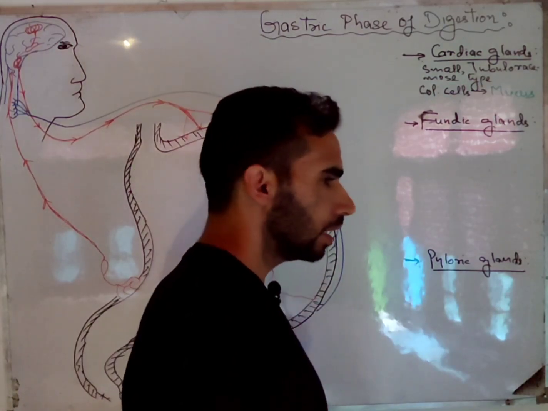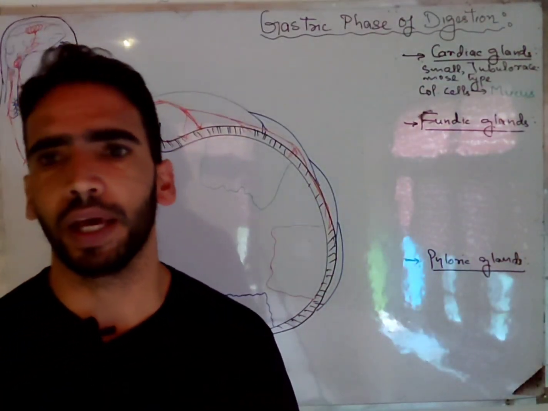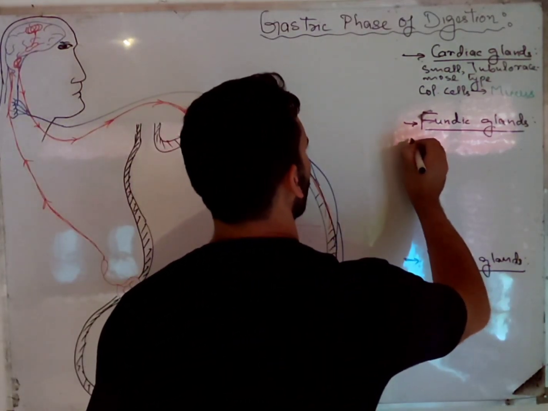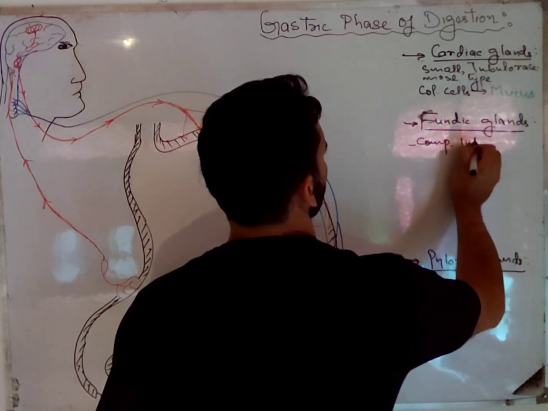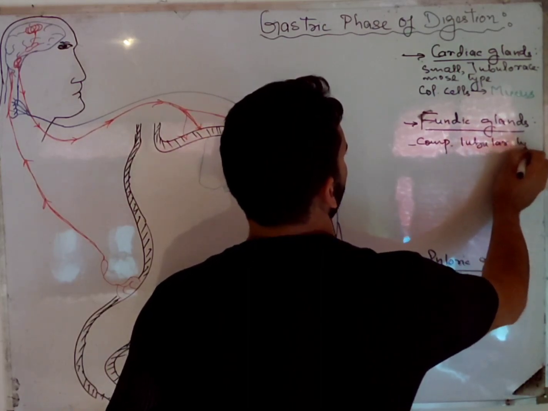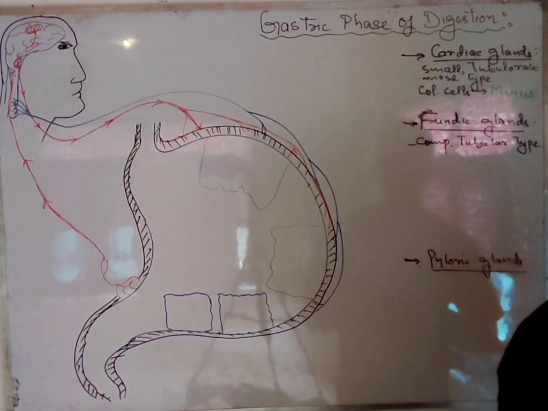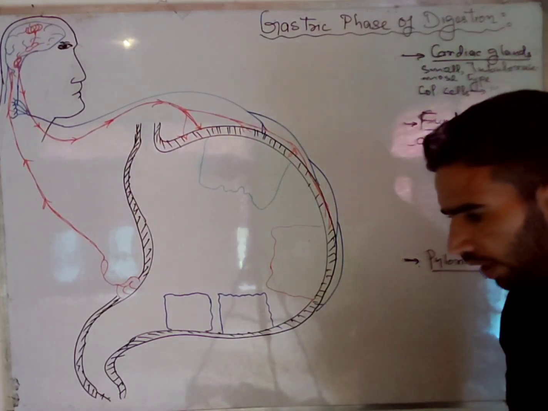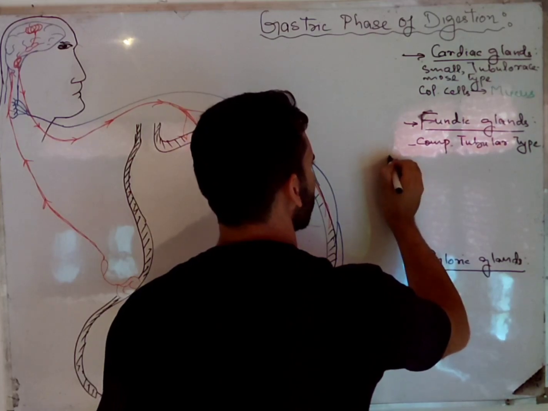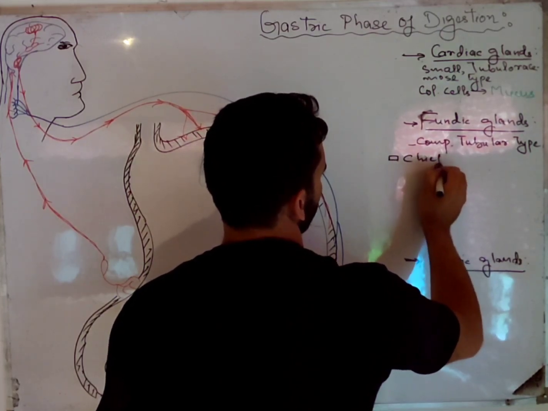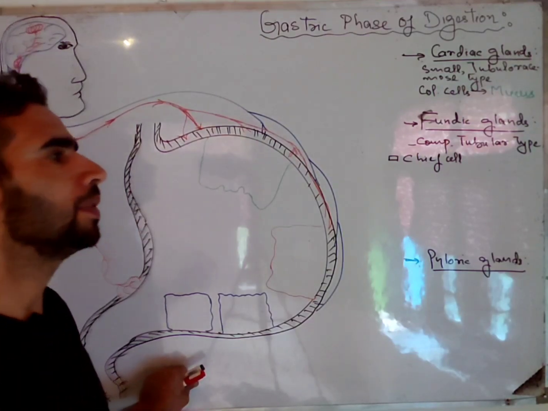Then we have the second type of gland, the fundic glands, which are of compound tubular type. They are compound as well as tubular, so comparatively they are larger. These glands in our stomach have different forms of cells responsible for the synthesis of different products. Number one and important cell present in the fundic gland is called the chief cell, which is a polyhedral cell, and this chief cell is also known as the peptic or zymogen cell.